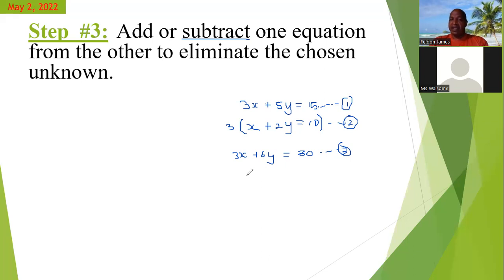When I say it doesn't make a difference, I mean in terms of the result. The difference is that in one case, you might work with positive values, and in the other case, you may have to work with negative values. So if you know you're not so good at the signs, work with the one that gives you positive values when you subtract. So in this case, we would now take away equation one from equation three.